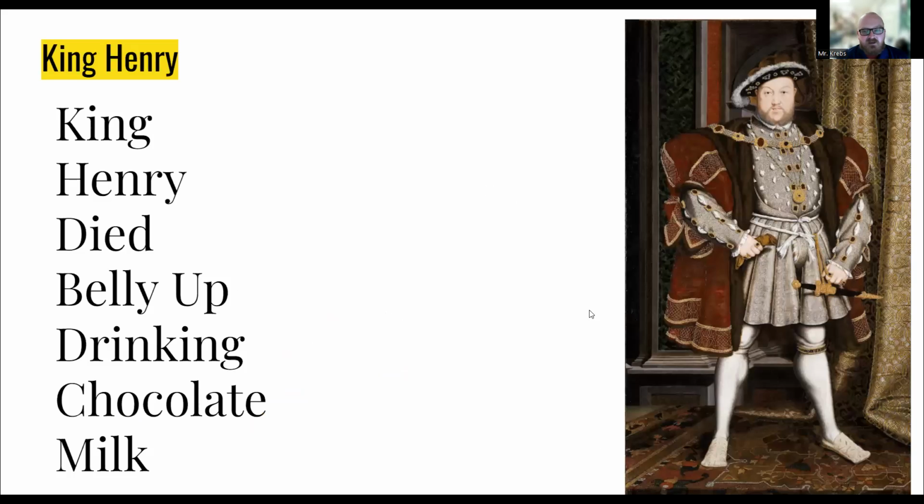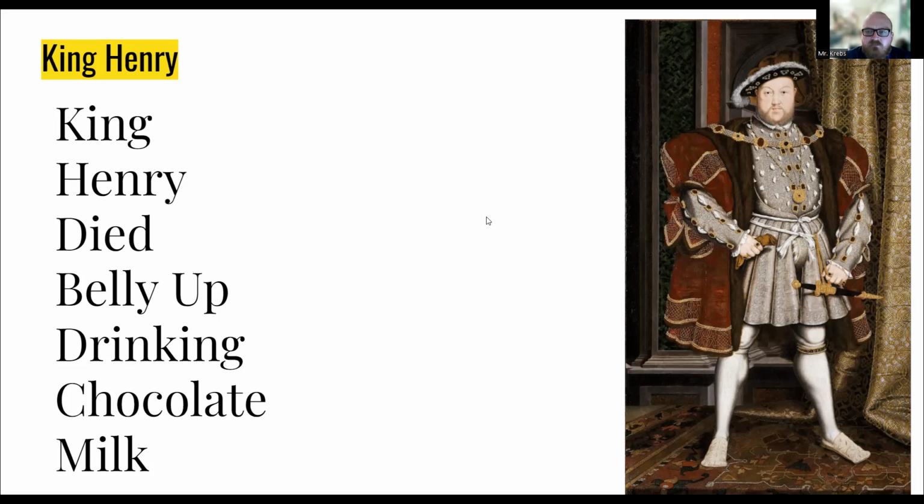So there's this phrase, there's a couple different versions of it, but the idea here is about King Henry, this guy, King Henry. This specifically is King Henry VIII. He was King of England a long, long time ago. But here's the phrase, and that is King Henry died belly up drinking chocolate milk. And that phrase helps us remember the order of labels for the metric system.